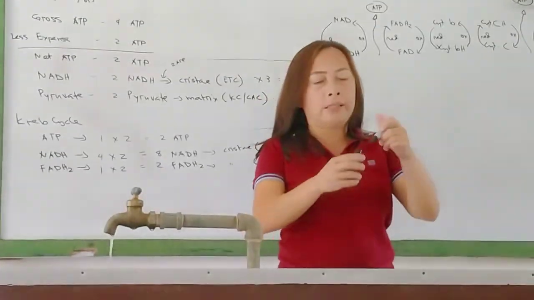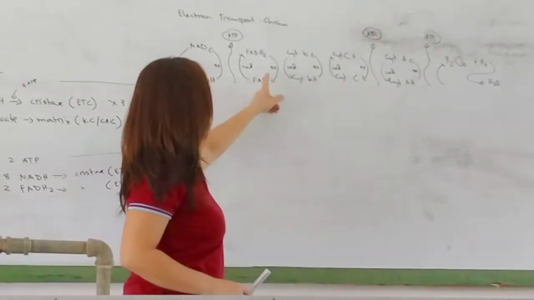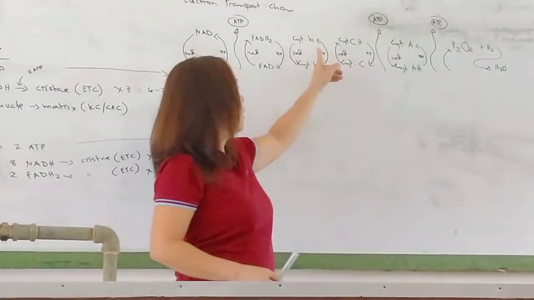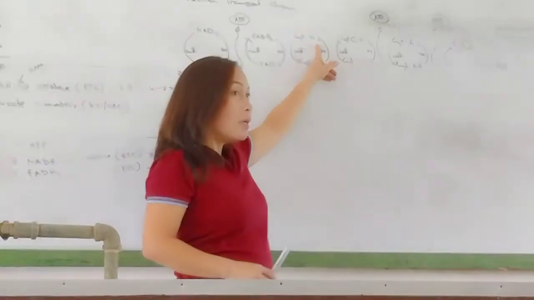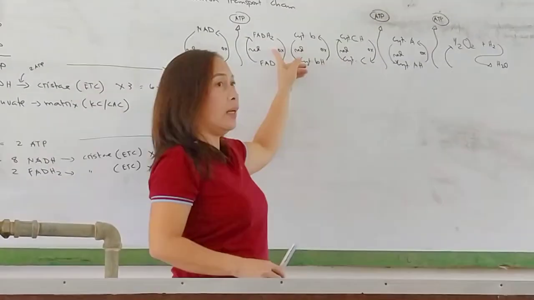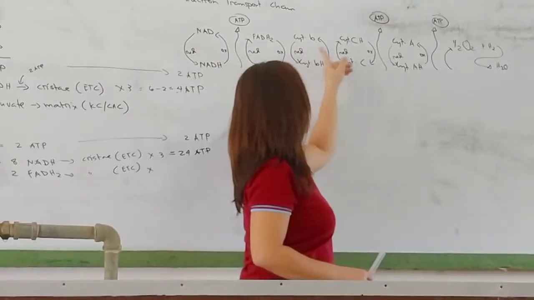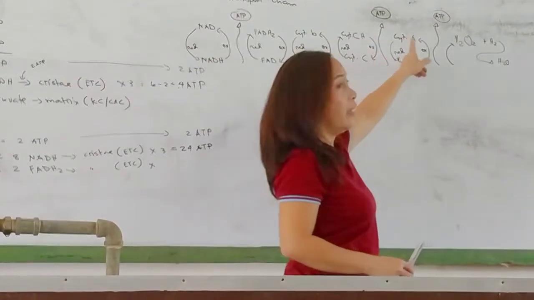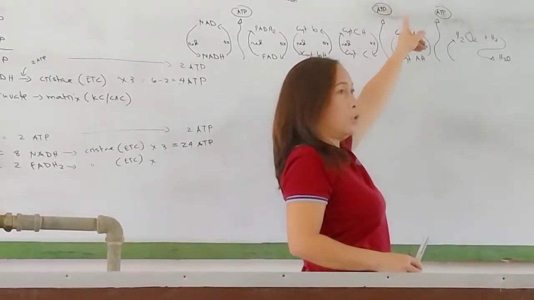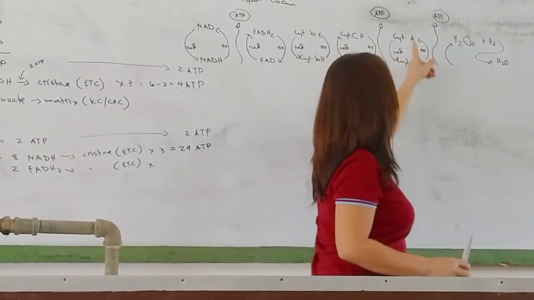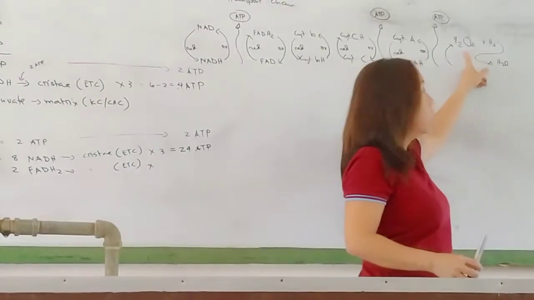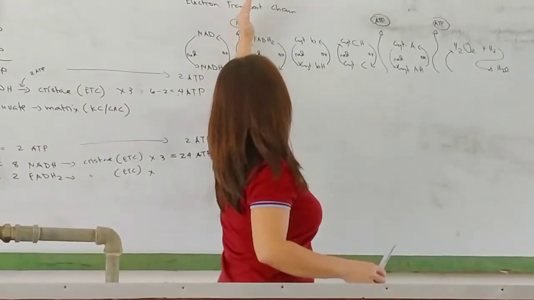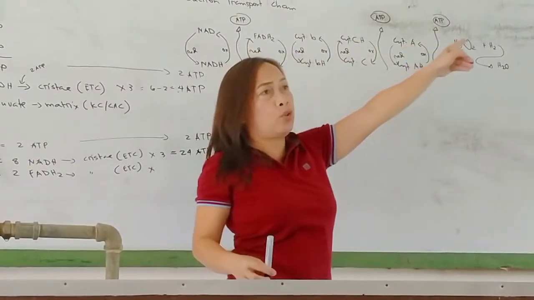Now for the FADH2, the electrons will not be given back to the NAD, but will be given to cytochrome B. Cytochrome B undergoes reduction, FAD undergoes oxidation. Cytochrome B to C, reduction, oxidation again, then cytochrome C to A. Here we have 1 ATP generation. Okay? Now from cytochrome A to the last acceptor, oxygen, there is again ATP generation.